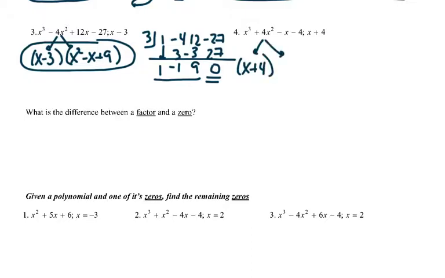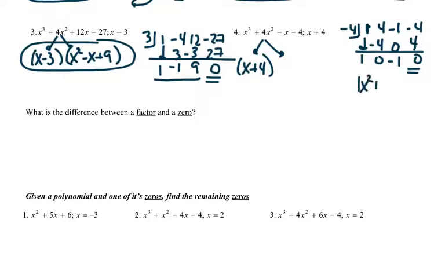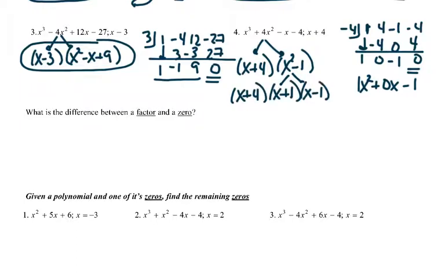Here, x plus 4 is my given factor. To find the remaining factors, I'm going to do synthetic division, drop the first number down, multiply, add. Remainder is 0 as expected. This is 1x squared plus 0x minus 1, or x squared minus 1. Now, since that breaks down, I'm going to carry down the given factor, and the remaining 2 factors are x plus 1, x minus 1.